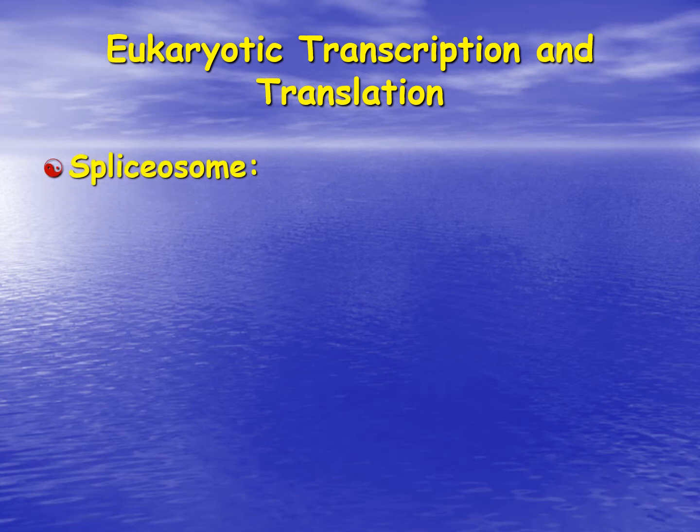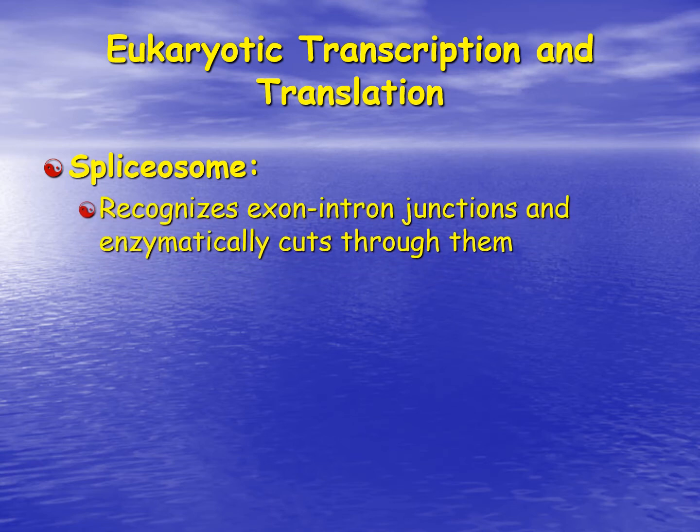The spliceosome or ribozyme is going to be the enzyme that actually recognizes the exon-intron junctions and enzymatically cuts through them. And actually, three things are going to happen to the eukaryotic messenger RNA once it has been transcribed from the DNA. First, on the front end of the messenger RNA, we put a modified guanine nucleotide. This is known as the 5' guanine cap.